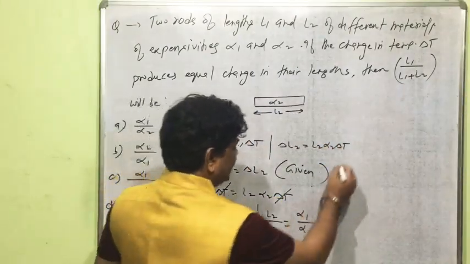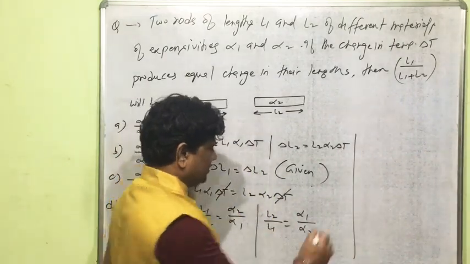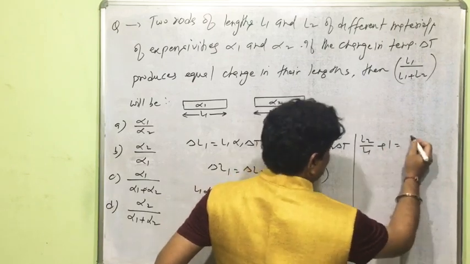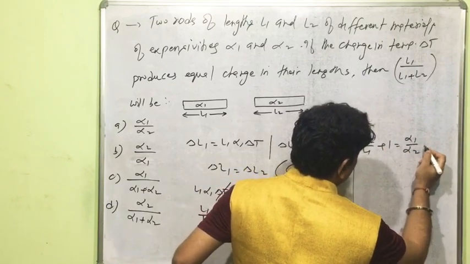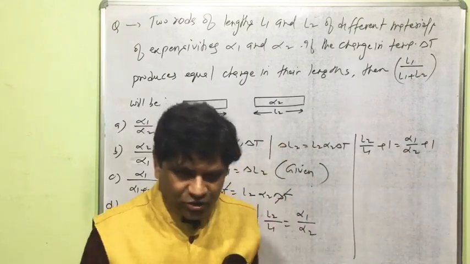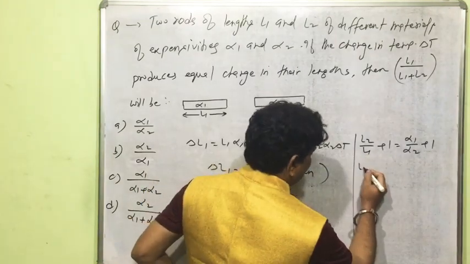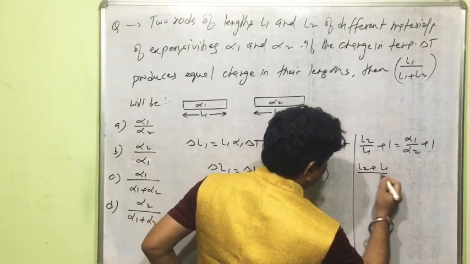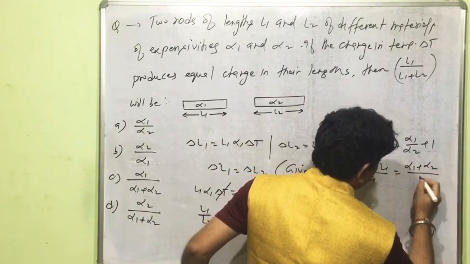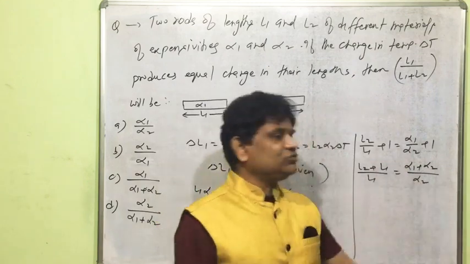Simple. We can add 1 on both sides. It will come L2 by L1 plus 1 is equal to alpha 1 by alpha 2 plus 1. After simplification, it will come L2 plus L1 by L1 is equal to alpha 1 plus alpha 2 by alpha 2. So after solving, this is converting into this relation.